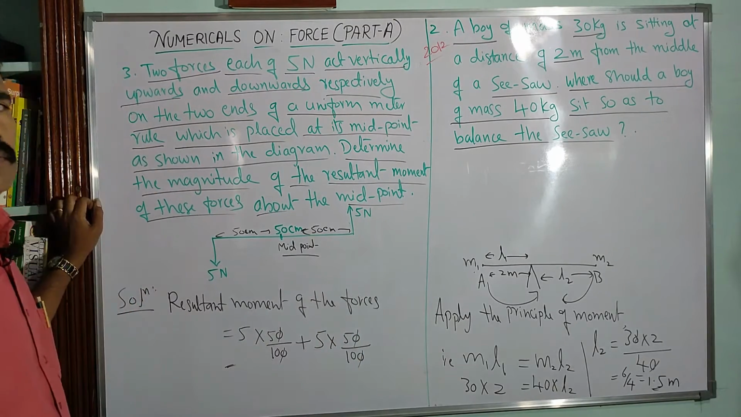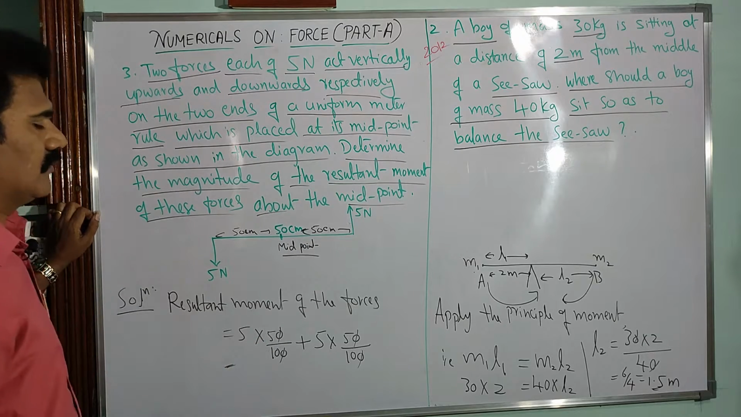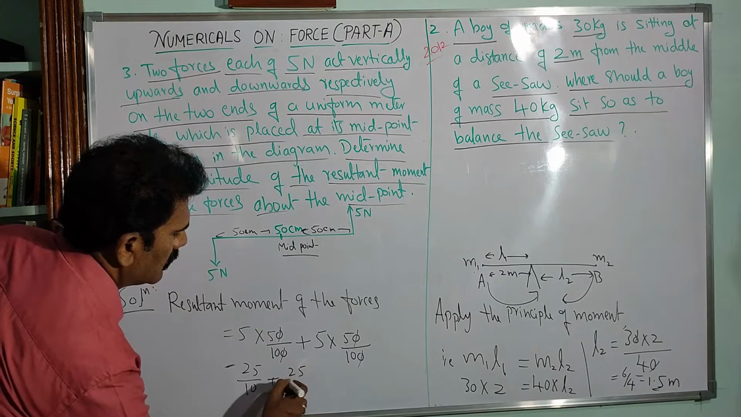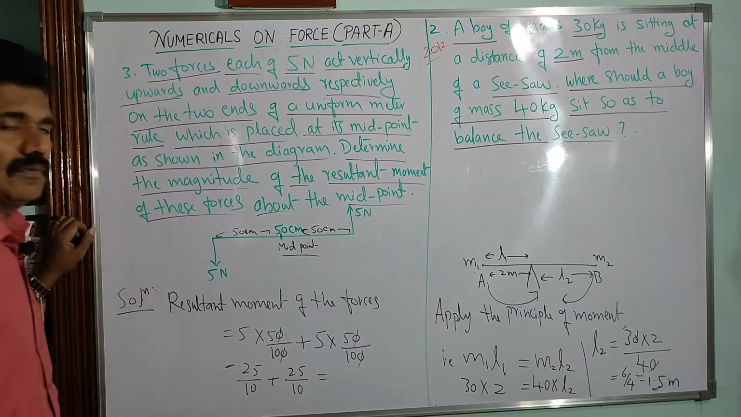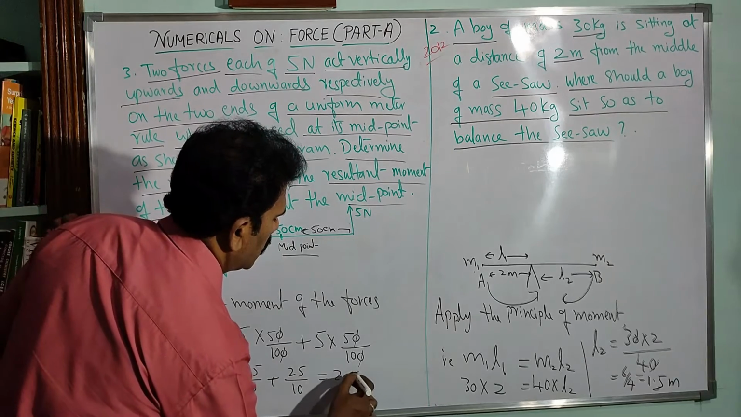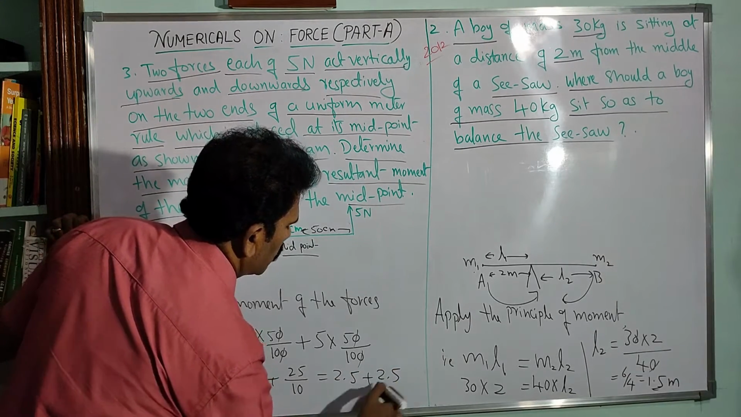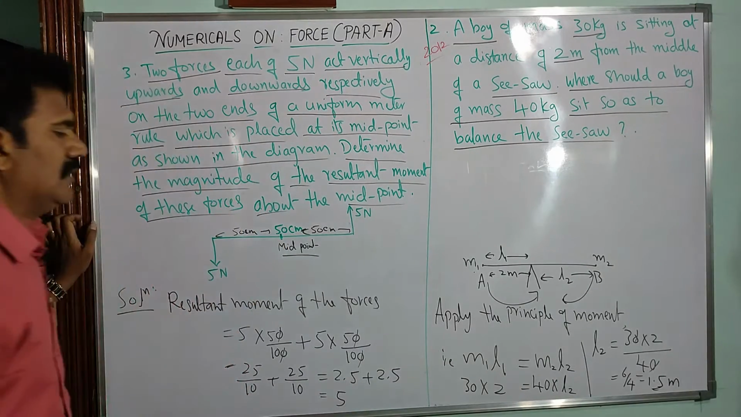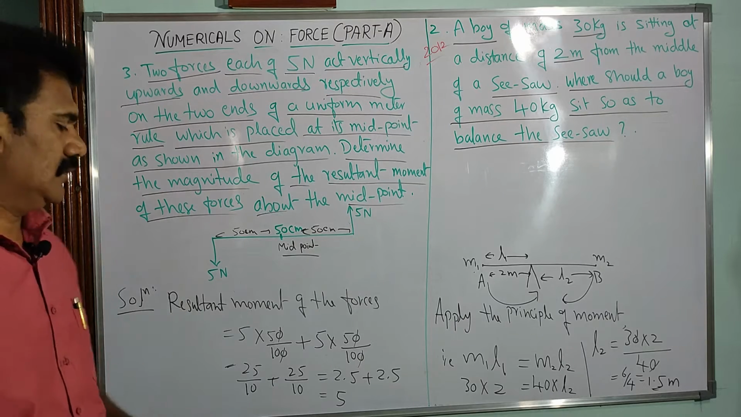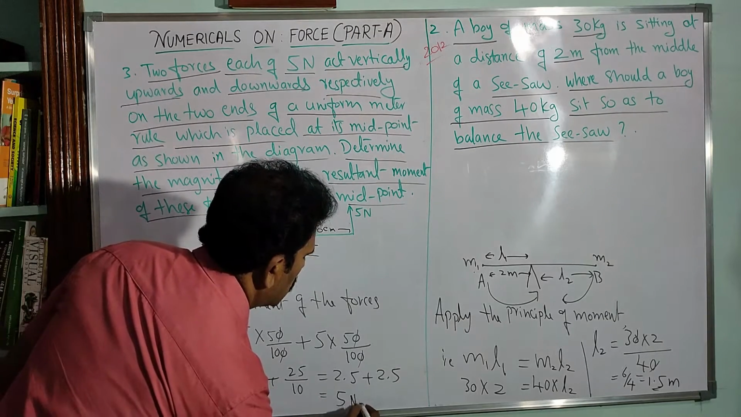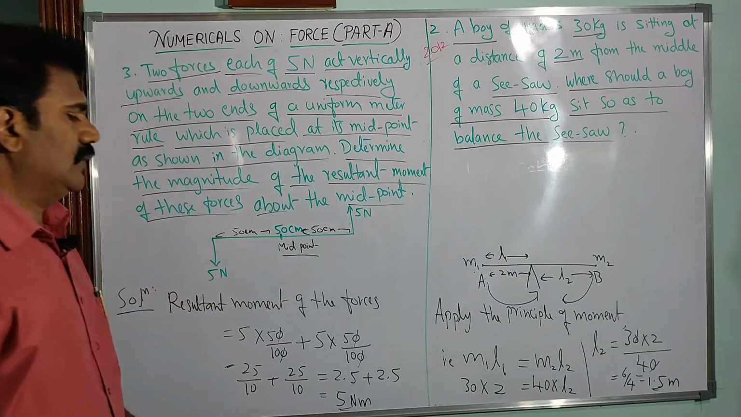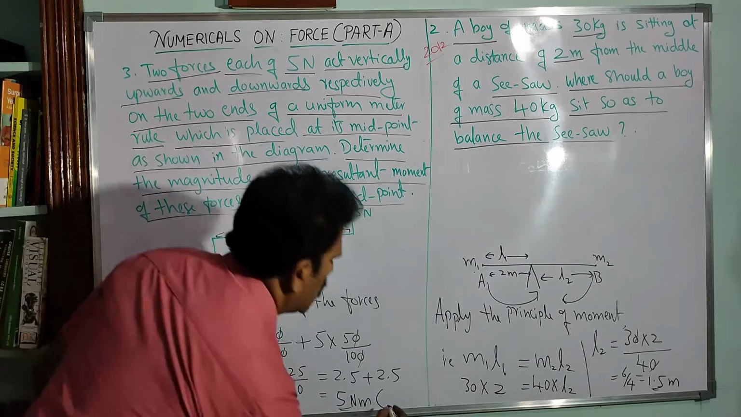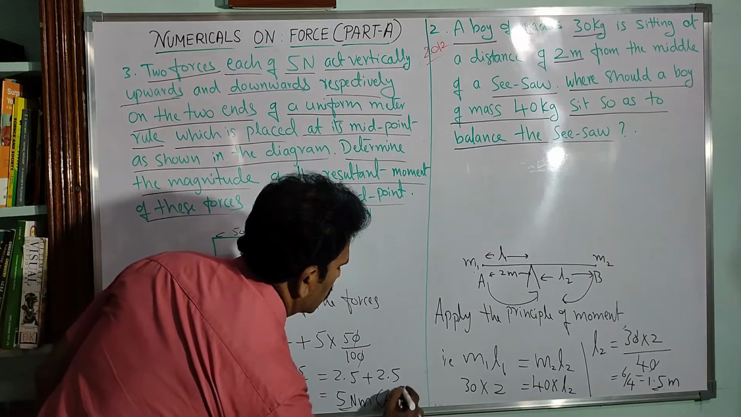The zeros are cancelled. Okay, and then 5 into 5 is 25 divided by 10, plus this is also 25 divided by 10. So 25 by 10 is how much? 2.5, plus this is also 2.5. So if we add together we will get 5, 2.5 plus 2.5. Okay, totally 5 Newton meter. 5 Newton meter is the resultant moment of both the forces and acting in the anti-clockwise direction.